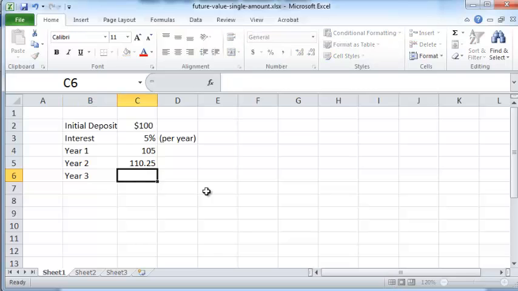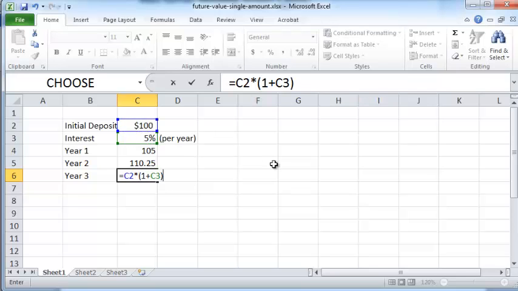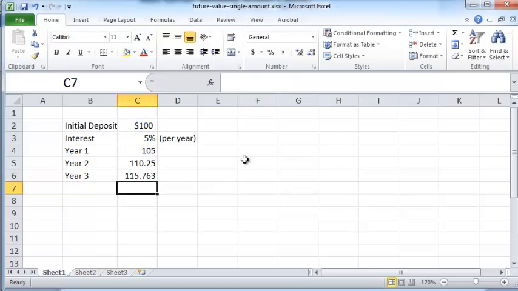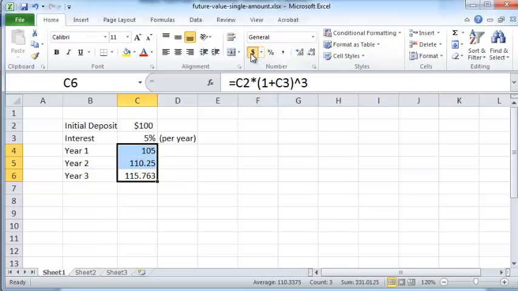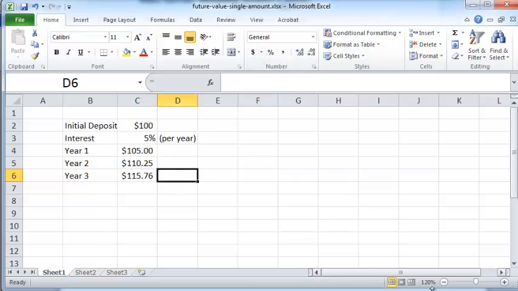and at the end of year 3, the future value of your $100 is the initial amount multiplied by 1 plus the interest rate raised to the power 3. And we can just convert these into dollar formats and we get the answer as we saw in the PowerPoint presentation.